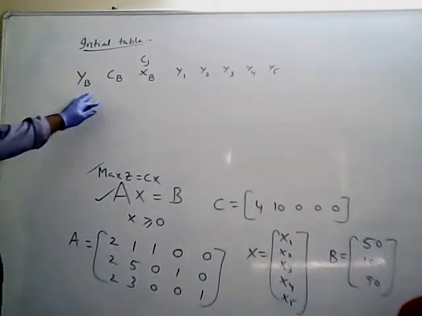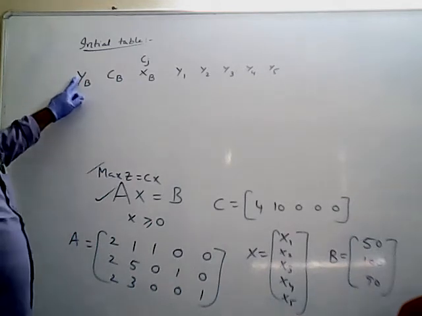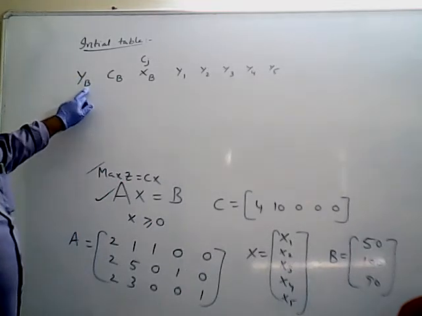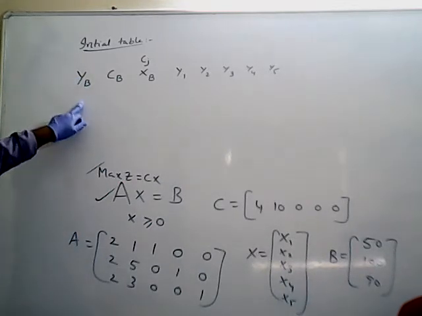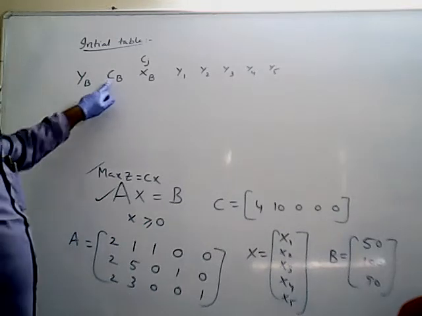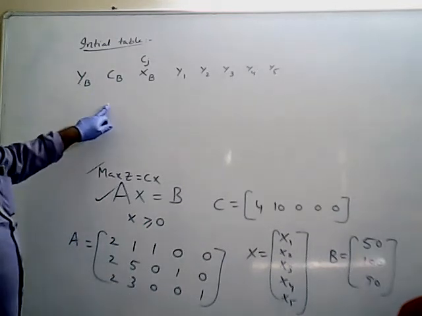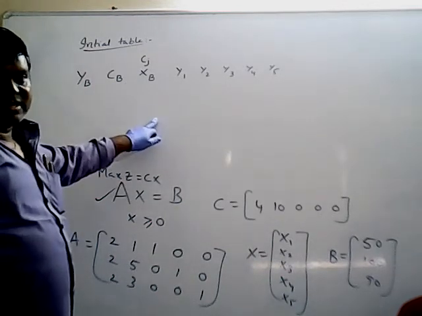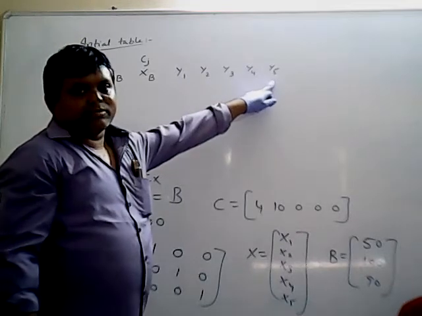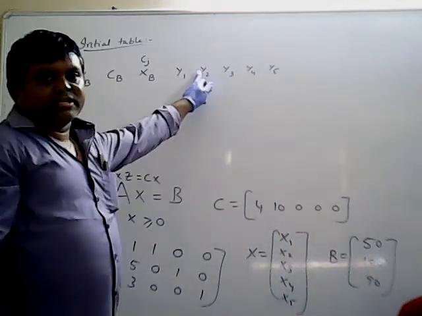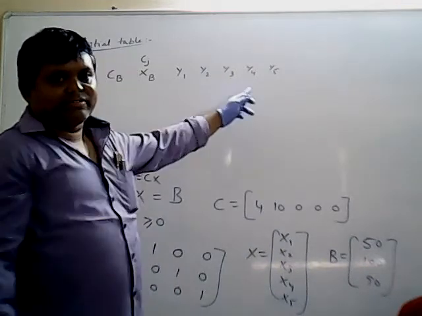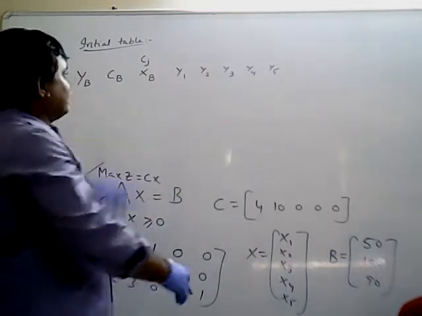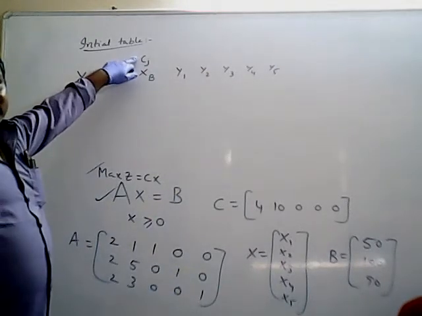The first 3 columns are fixed. What are the first 3 columns? YB. YB means the variables that enter into the basis. CB means whichever variable enters here, the cost of those variables. XB means your B matrix. Next, if 5 variables are there in the problem, you take 5. In some problems only 4 variables are there, so you take y1 to y4. In some problems 6 variables will be there, so you take y1 to y6. And Cj is the cost matrix, the C matrix.